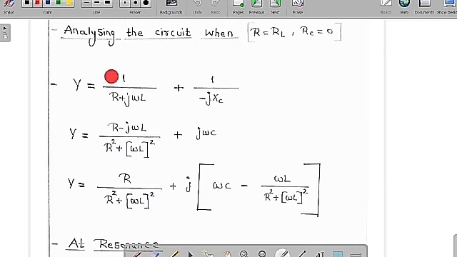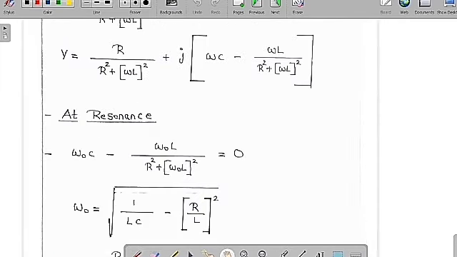For the same circuit, now we are going to analyze one more thing, which is analyzing the circuit when R is equal to RL and RC is equal to 0. Means I am going to assume RC is equal to 0 and RL is equal to R. Then what am I going to get? In the general expression of admittance, if you substitute these values, we get Y is equal to 1 by R plus j omega L plus 1 by minus jXC. If you do the rationalization of this part, we are going to get R minus j omega L by R square plus omega L square plus j omega C. If you take the real part on one side and the imaginary part on the other side, we are going to get this expression.